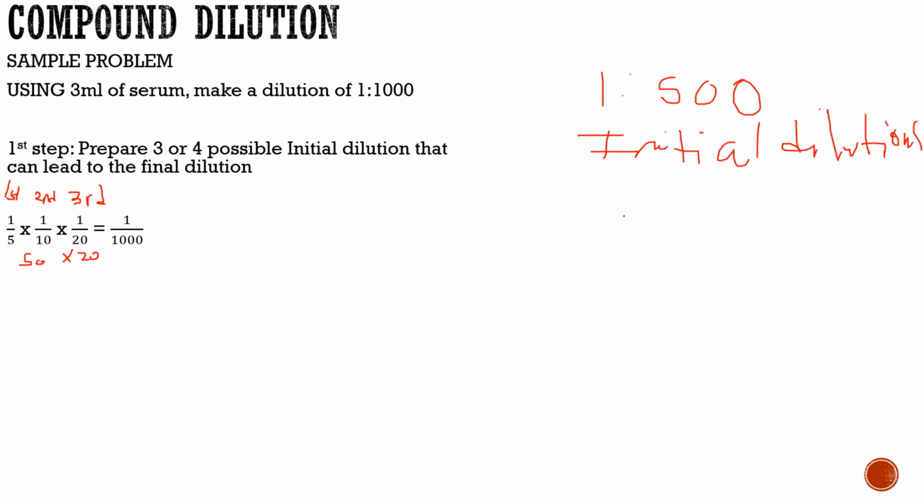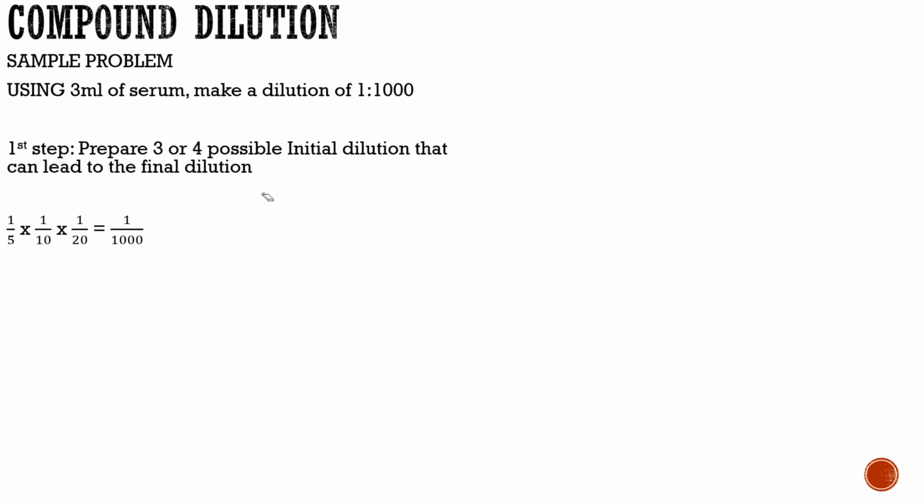So, ang possible na pwede mong initial dilution nyo dito is 1:5 times 1:10 times 1:10. So, 5 times 10, 50 times 10 is equal to 1:500. So, mas maliit class yung gagamitin nyo dyan na diluent. Later, makikita nyo kung bakit. Okay? So let's continue. So I hope na-gets nyo. So prepare the 3 or 4 initial dilutions.